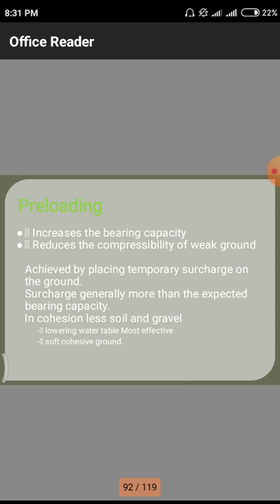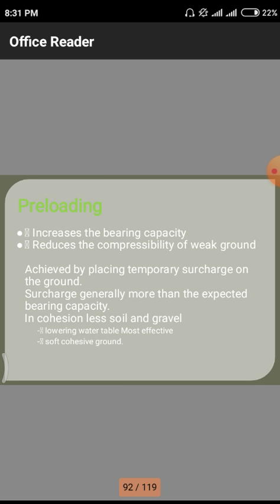Next thing is the preloading techniques. How does this preloading work, and in what cases are we employing this preloading structure? First of all, it increases the soil bearing capacity. Soil bearing capacity is very useful for structures to improve their lifespan and decrease settlement, so the soil bearing capacity has a huge influence on the structures.